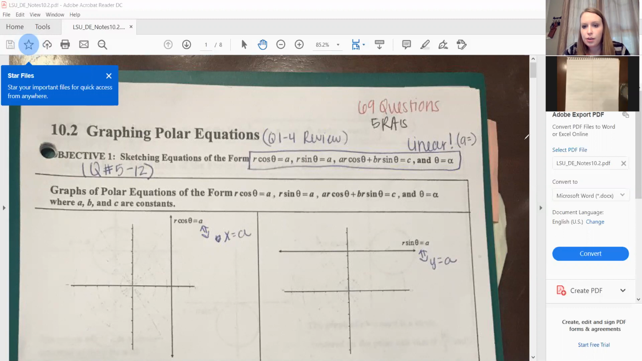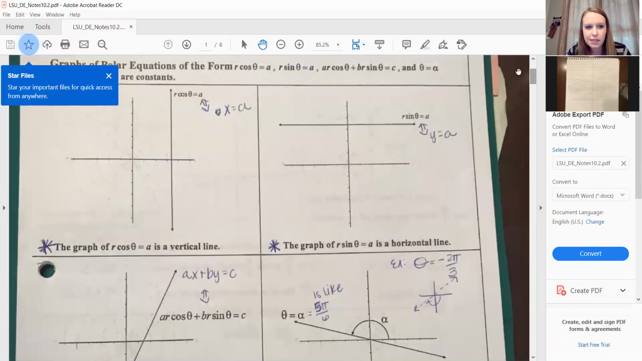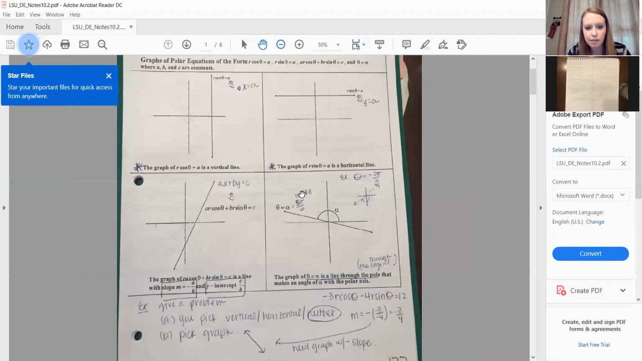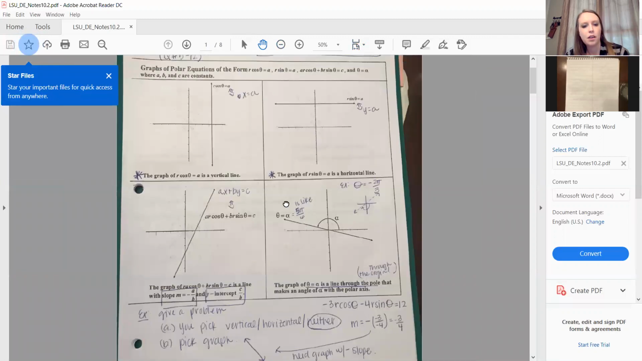Okay, so let me scroll down on here. It'll let me. Hang on. Okay, so we have 4 types. Let me see if I could zoom out so you can see it a little better. Okay, that's better.